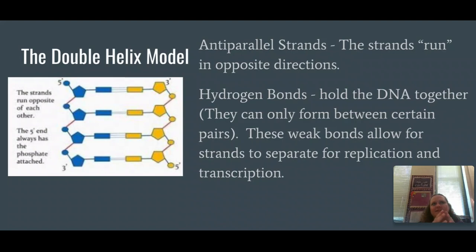This is how DNA is going to be built, and it makes a difference when we talk about replication. But for right now, it's not a huge deal. Just know that it runs 5' to 3' on one side, 3' to 5' on the other. And then again, this points out that there are weak hydrogen bonds between the nitrogenous bases, between the nucleotides, that hold the two sides of the DNA together.